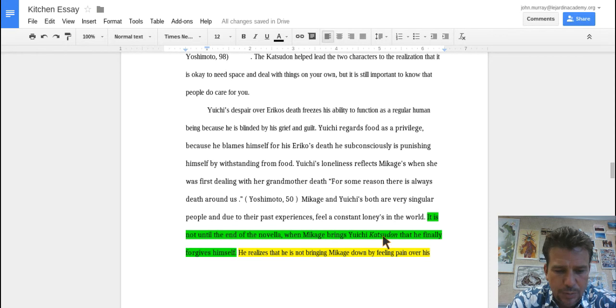We also really want to emphasize what Yoshimoto's doing to bring up that score for the appreciation of author's choices. So we need to put Yoshimoto in that subject position for almost every paragraph, okay?